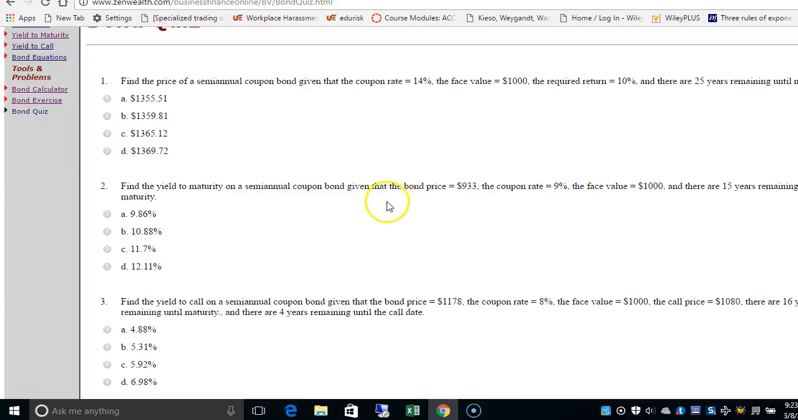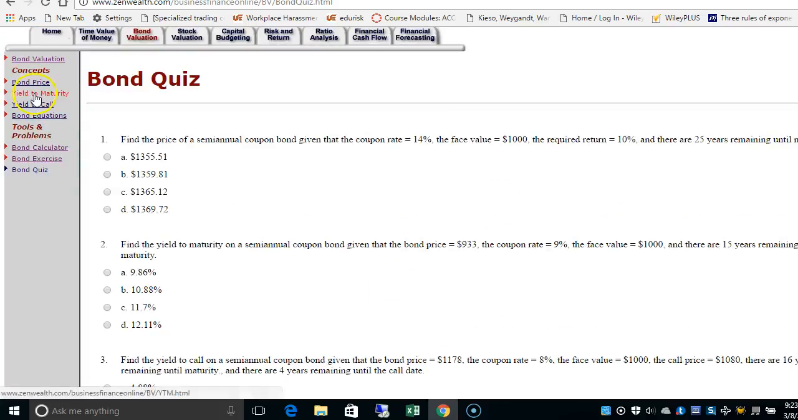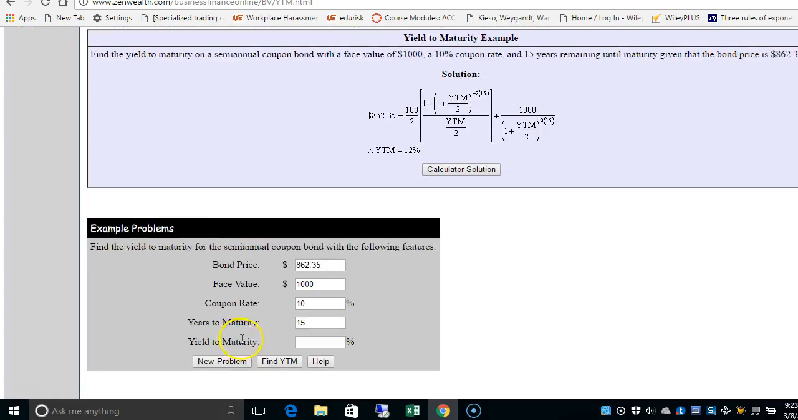So if the bond is $9.33, the coupon rate is 9%, the face value is $1,000, and there are 15 years remaining. Let's try to figure out the yield to maturity. So we're going to have to pay $933 for this $1,000 face value.